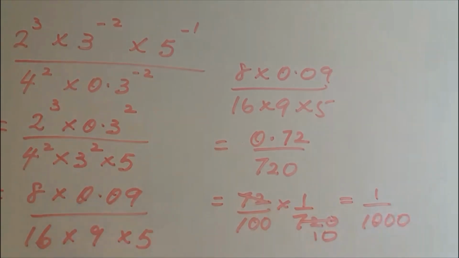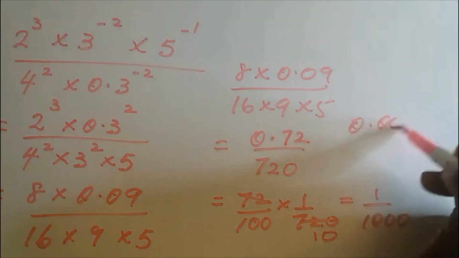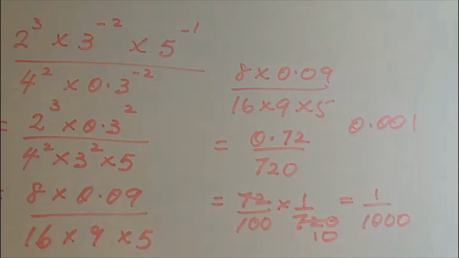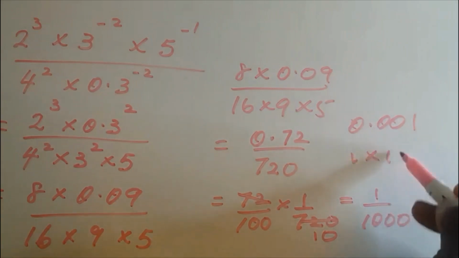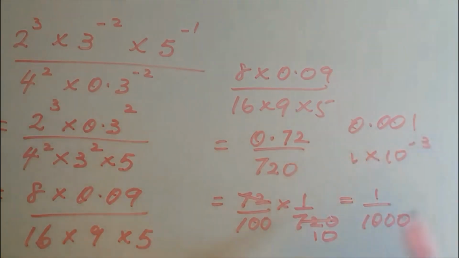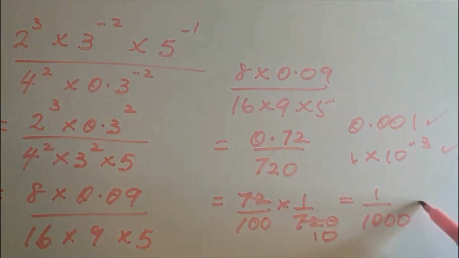Now there are 2 ways we can express this result. Well, 3 ways. We have 1,000th. We could also express it as 0.001, or in standard form as 1 times 10 to the minus 3. So all 3 of these, this, this, and this, are equivalent.